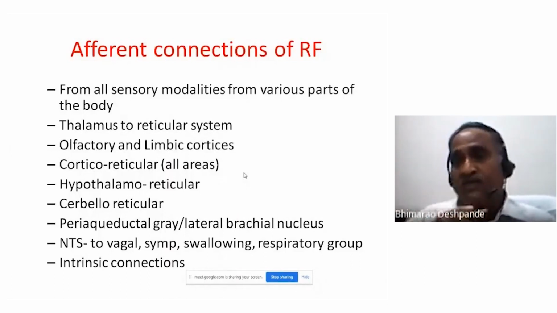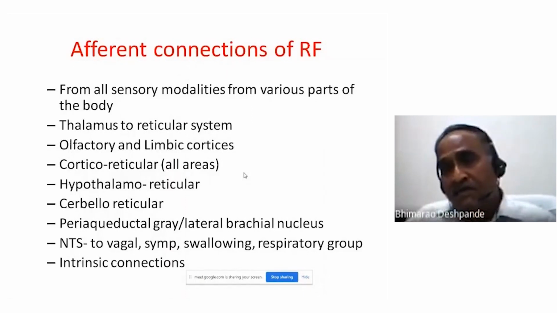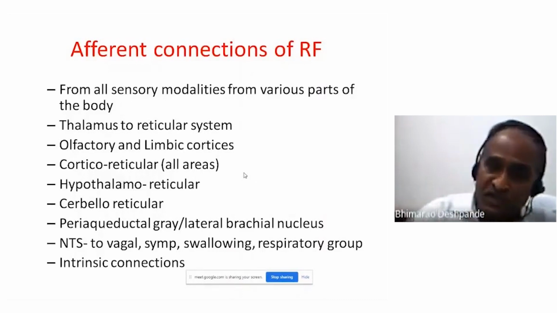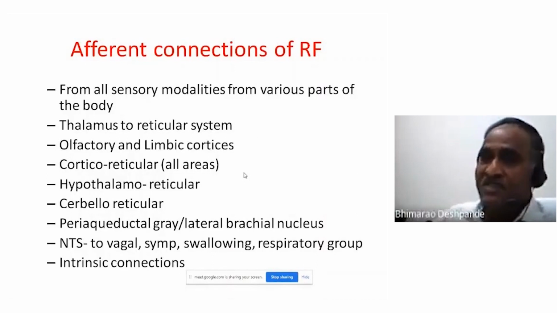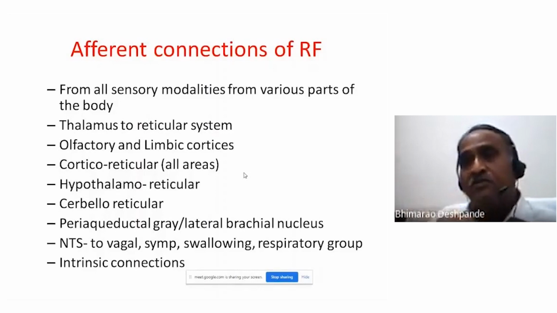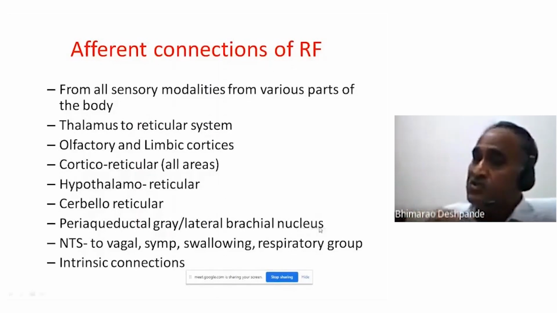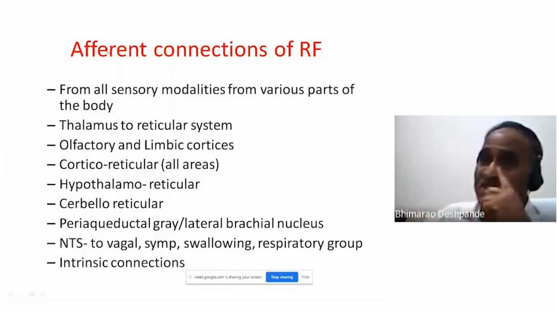There are two components, the dentate to the vestibular system and the interpositus to the reticular system. So you will get all those inputs from the cerebellum. That is cerebello-reticular inputs. So now we have inputs from periaqueductal gray and lateral parabrachial nucleus. So they also give inputs. That means these are the afferents. They receive from the lateral parabrachial nucleus and periaqueductal gray.